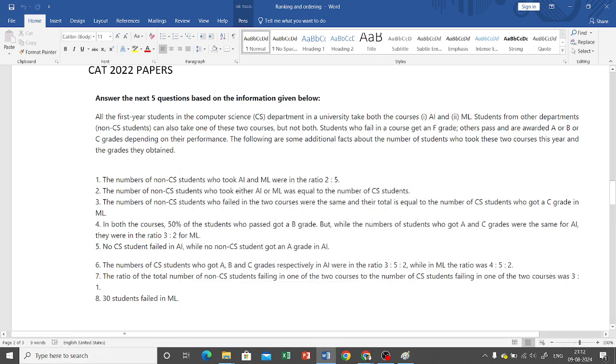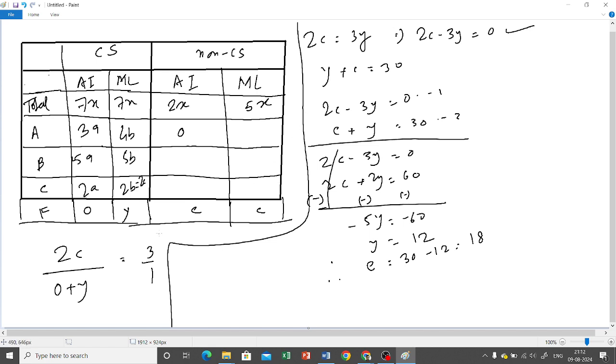Now I am using the last information, 30 students failed in ML. So that is y plus c equals 30. This is another equation, this equation 1, this equation 2. On solving this, I am getting y as 12 and c as 18. Did you understand till here, Niladri? Yes, sir, understood.